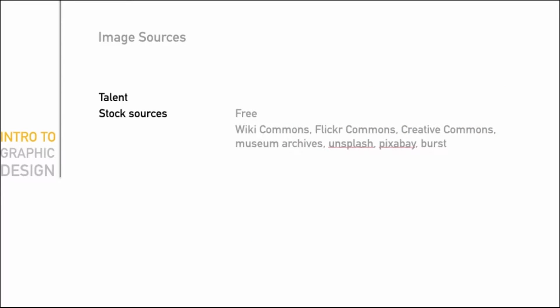There are free sources where you can find stock images. One of them is Wiki Commons. Another is Flickr Commons. Anything licensed under a Creative Commons license will have some restrictions, but you can pretty much use the image for a variety of things. Certain museums and galleries, like the National Gallery of Art, have an archive that they just made public, and the Metropolitan Museum of Art has a public archive. Getty has a public archive.